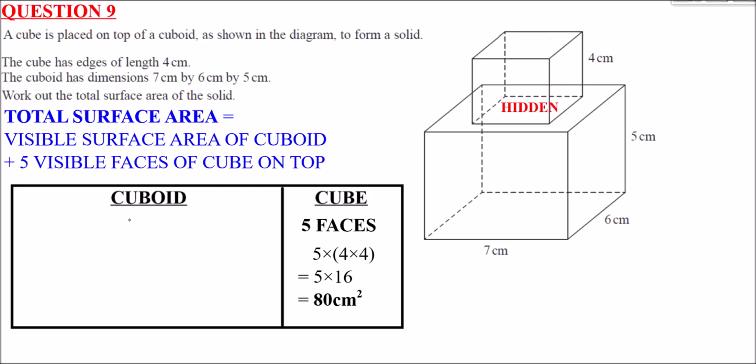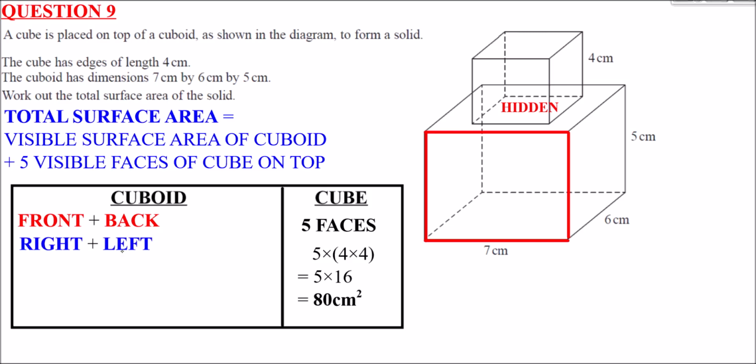Next we need to do the cuboid, and this is a bit harder. So for the cuboid, we've got the front of it and the back. So the front's 7 by 5, and the back has to be the same as the front. So if I just label this on here, that's going to be 7 by 5 times by 2, because it's also the back. We've also got the right hand side and the left hand side. So the right hand side is 6 by 5, and of course, because the opposite faces of a cuboid are equal, this left hand side will also be the same. And then we've got the base, and because I've got a lot of growing up to do, I've just called this the bottom, and I'm going to highlight that in green, and that's 7 times 6.